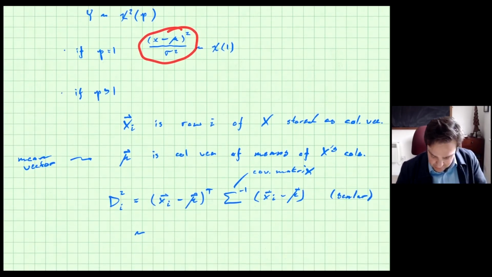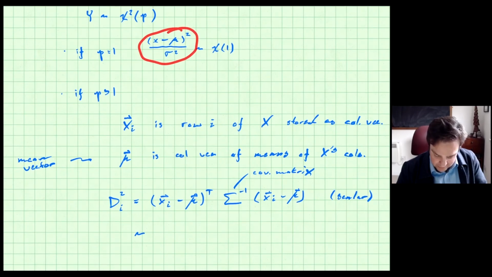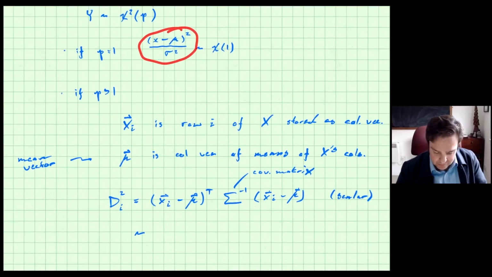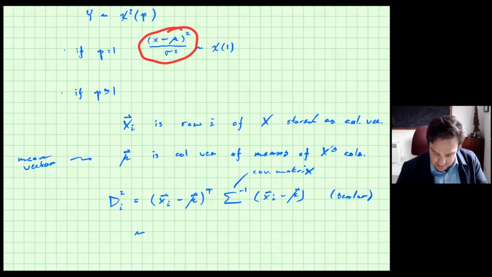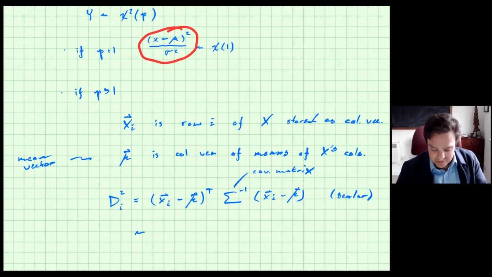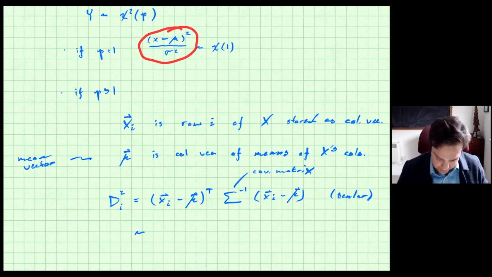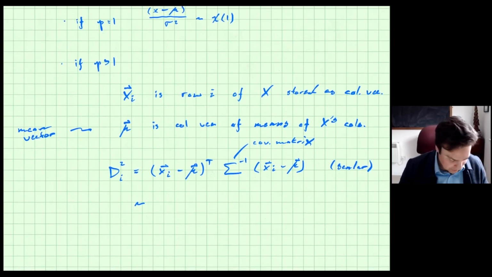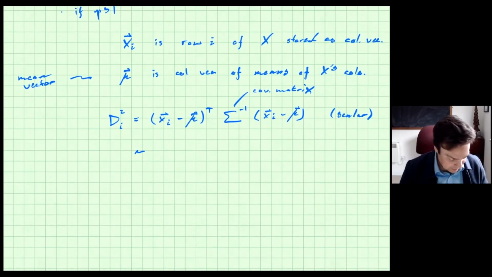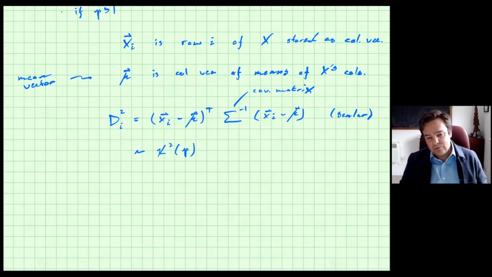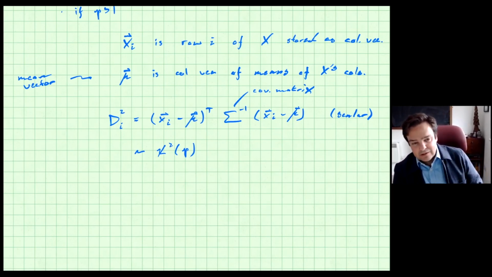So you can kind of see what's going on here. The 1 over the variance is replaced by the inverse of the covariance matrix. So this is a matrix calculation instead of a scalar one, though it comes out as a scalar. This thing should have a chi-squared distribution with p degrees of freedom. So if you make that calculation and collect all those d values, then you can check whether or not they have a chi-squared distribution with p degrees of freedom.